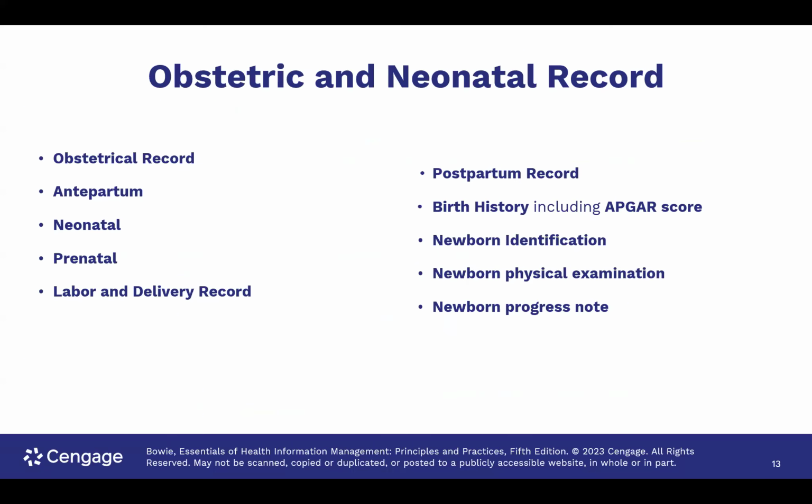Let's talk a little bit about OB and newborn, right? On the OB side of it, we have the antepartum, the neonatal, the prenatal, and the labor and delivery record, right, on the maternity side. On the newborn side, we have the newborn identification, we have the physical exam, APGAR scores, and then the newborn progress notes and any postpartum records.